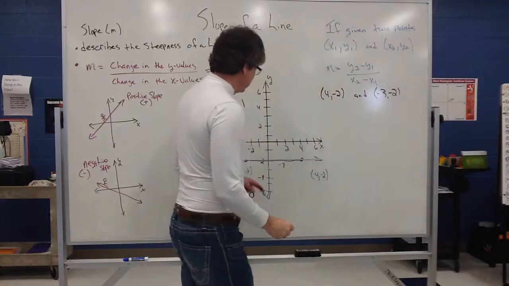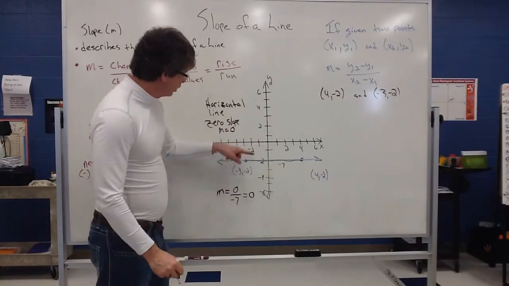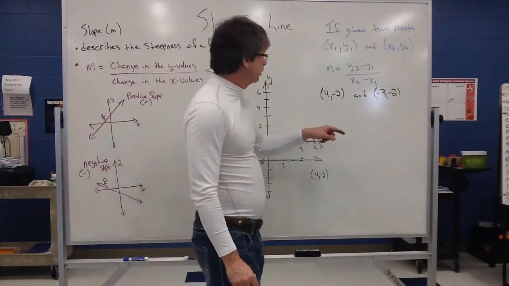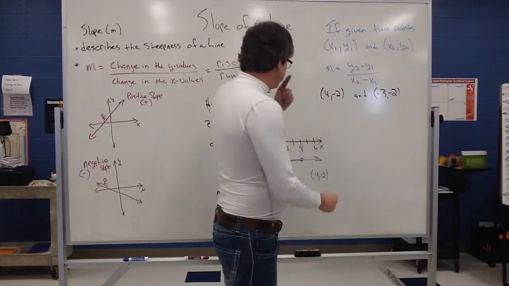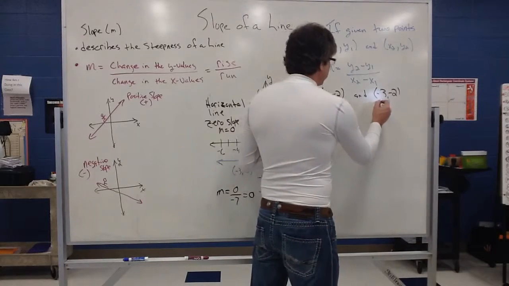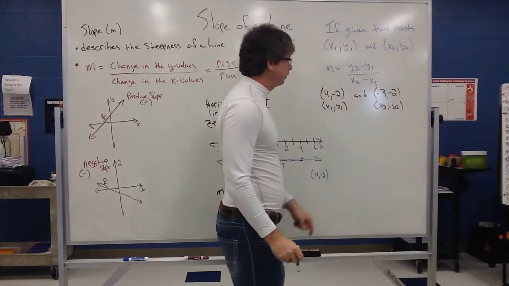So let's make sure that's right. So 1, 2, 3, 4, down 2. So (4, -2) is correct. 1, 2, 3, down 2. (-3, -2) is correct. So if I call this point 1, that's my x1, my y1, and this is my point 2, so that's going to be my x2 and my y2. So that's my coordinates in my second point.